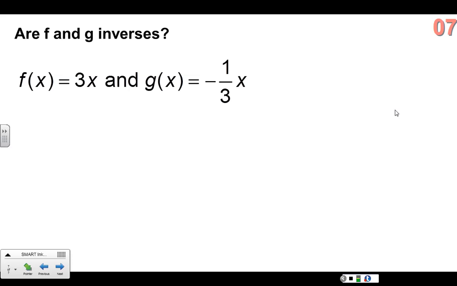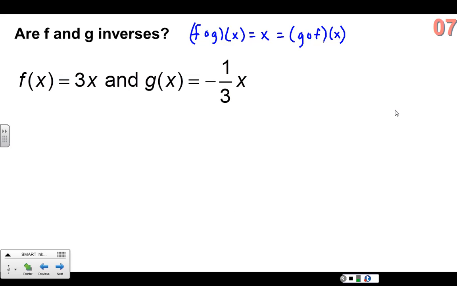Now, one of the things I told you earlier was a proof that you can do to tell if two functions are inverses or not. F of g of x has to equal x, as well as g of f of x has to equal x. They both have to equal x.